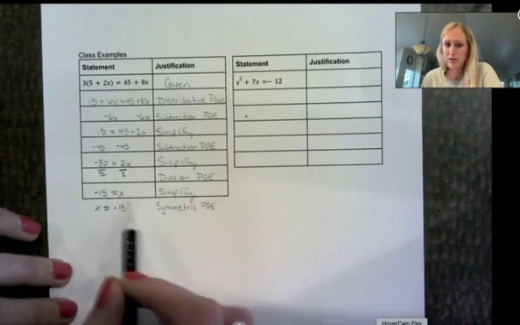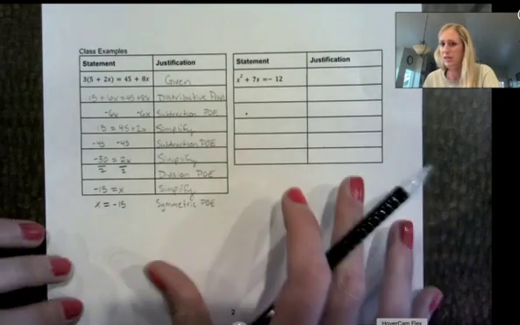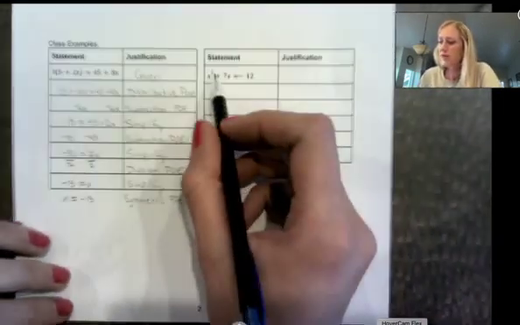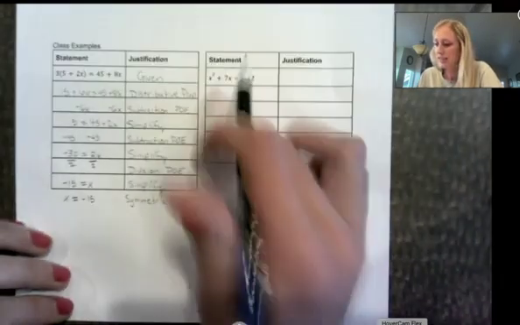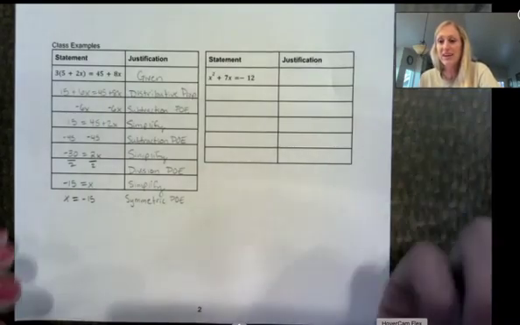You could stop right there, but that's just what that property shows, is I can switch things on either side of the equal sign. Okay, let's do one more here. So this one, I have an x squared and an x. This is called a quadratic. So to solve a quadratic, we want to set it equal to 0.